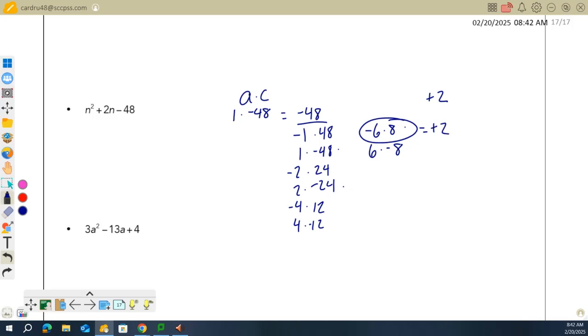So what happens is, again, this 2n gets split up into negative 6n plus 8n, and then everything else stays the same. So go through, finish this one, and try a couple more of them. Check with the key on Brightspace, and your homework is to do all of the problems.